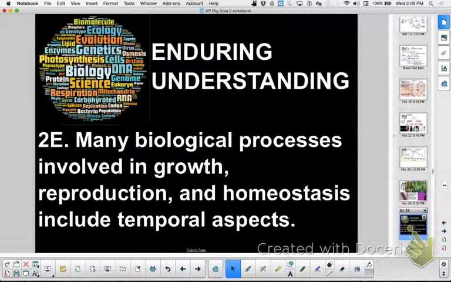Whew. I think this is the last enduring understanding for this one. And then we will be done with 2 and move on to 3. You're super smart. I'm proud of you. Have a piece of toast.